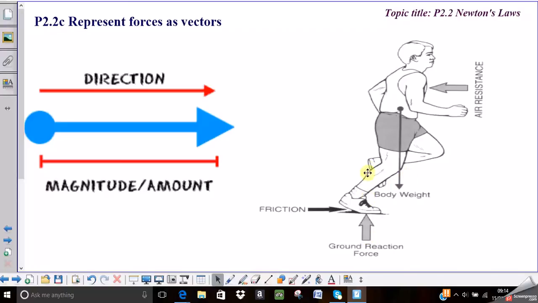There is a ground reaction force. Remember, we discussed earlier, we also call this normal force. There is friction, because friction actually allows this specific person to move forward. If there was no friction, this person would not move. And there is also air resistance, because the person is running through the air. That means the air creates a drag, a resistance.